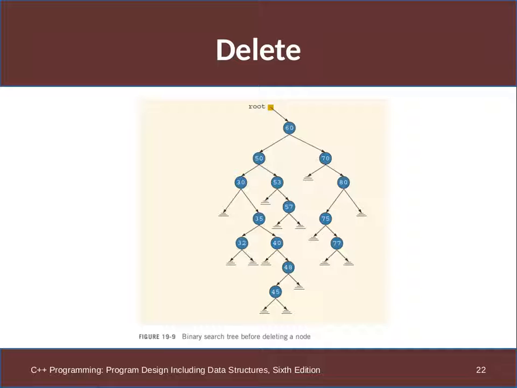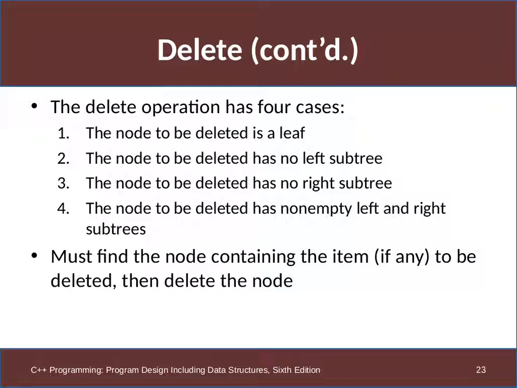Let's go ahead and watch the slides do this. Hey, look, the 4 cases. First one, the easy one. The node to be deleted is a leaf. Okay, you just delete it. The node to be deleted has no left subtree, in which case you move the right up and you're good to go. If it has no right subtree, then you move the left up, you're good to go. And the node to be deleted has non-empty left and right subtrees, aka has 2 children.